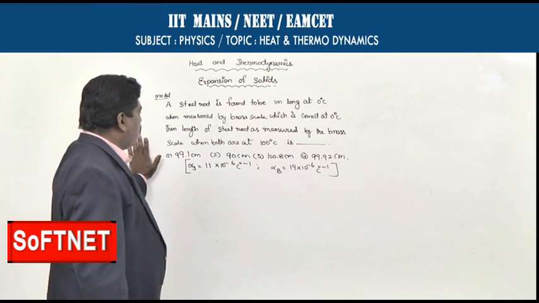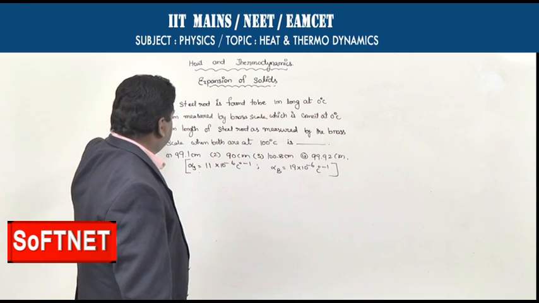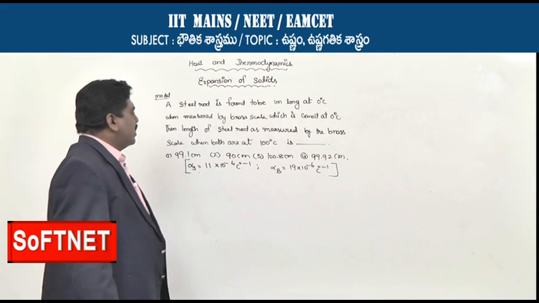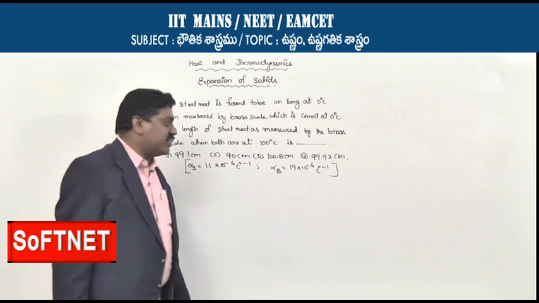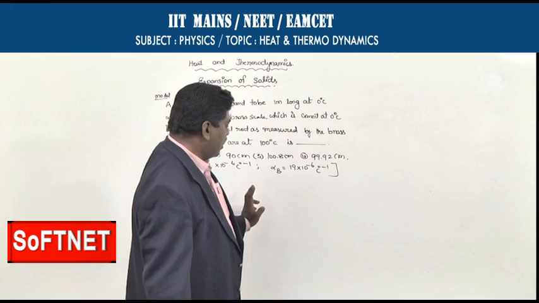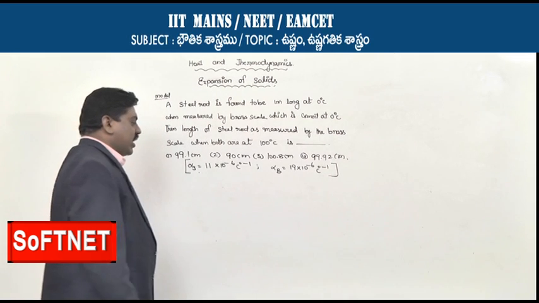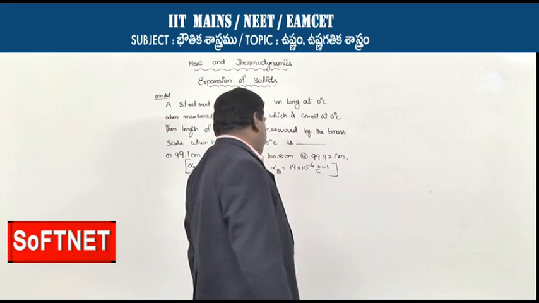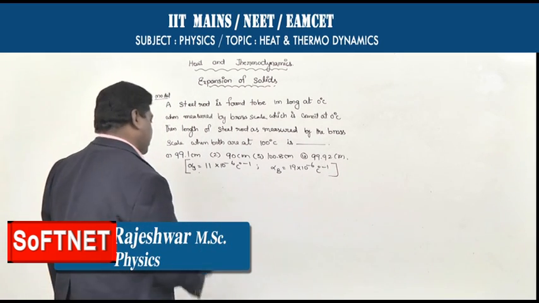Now let us try another model on the same formula. A steel rod is found to be 1 meter long at 0 degrees Celsius when measured by a brass scale, which is correct at 0 degrees Celsius. The length of the steel rod as measured by the brass scale when both are at 100 degrees Celsius is, the options given are 99.1 centimeters, 90.90 centimeters, 100.8 centimeters, 99.92 centimeters. And we are given alpha S equals 11 into 10 to the power of minus 6 per degree Celsius, and alpha brass equals 19 into 10 to the power of minus 6 per degree Celsius.